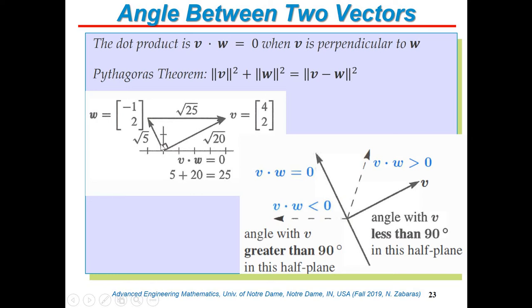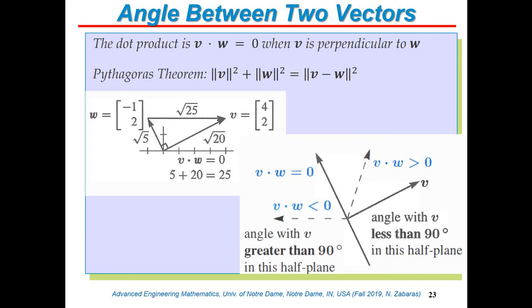This is my vector v. This is my vector w. You can see by definition the inner product is minus 4 plus 4 is equal to 0. So if this thing is correct, the magnitude of w squared, right? So that's 5, and the magnitude of v squared, that's 20. So we have 25. It should be the magnitude of v minus w squared, okay? And that is 25. And you can see geometrically that the angle between the two vectors is equal to 90 degrees.